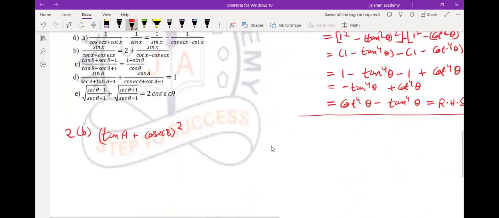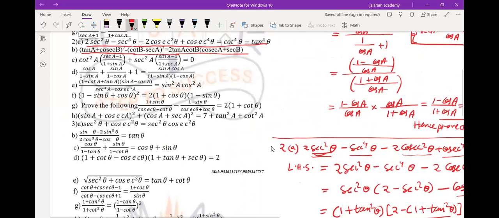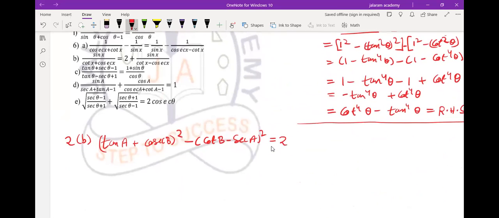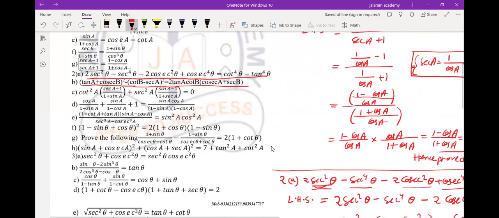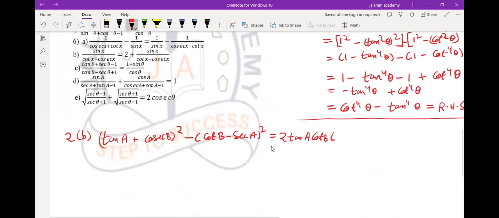minus (cot B minus sec A) whole square, equals, we have to prove, 2 tan A cot B into (cosec A plus sec B).